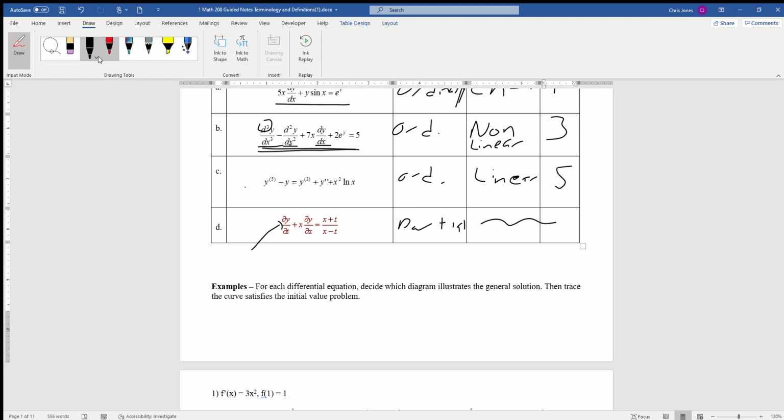Okay, so now that we've had a basic overview as to how to classify differential equations, the next thing that we're going to look at in the next video is how to solve some really rudimentary differentials, what their families would look like, and then finally how to trace the initial value for that.